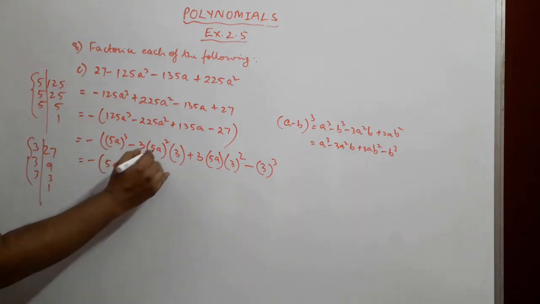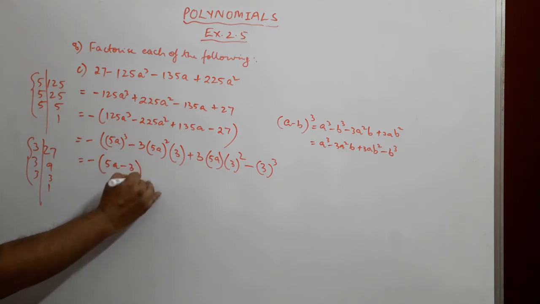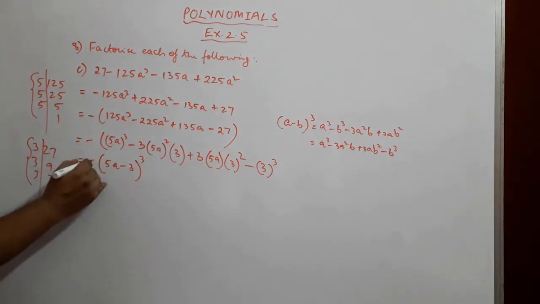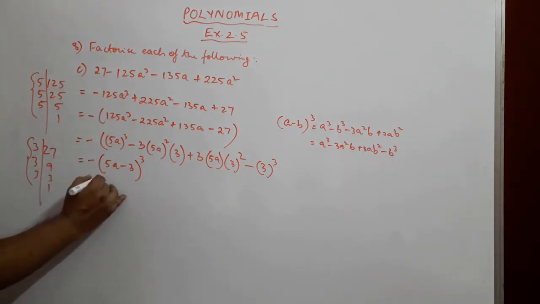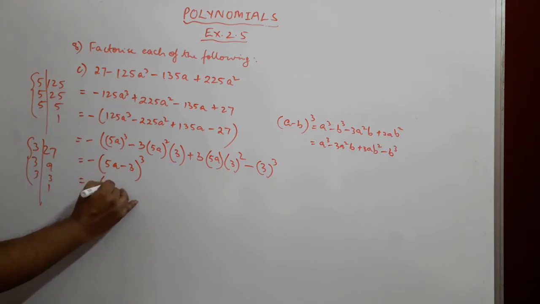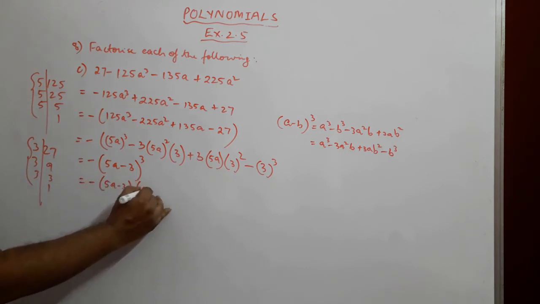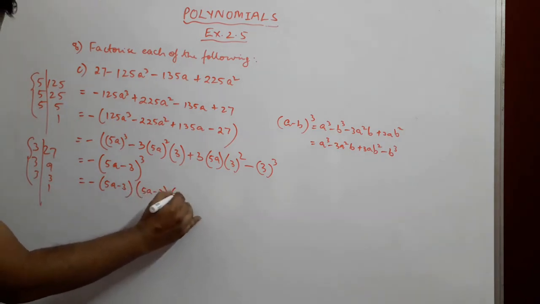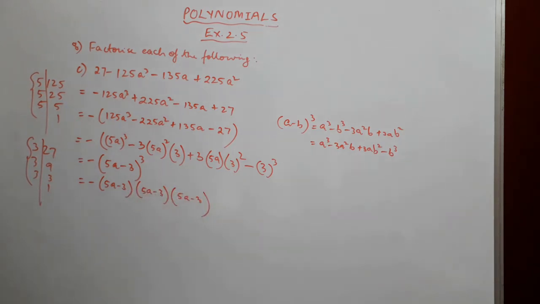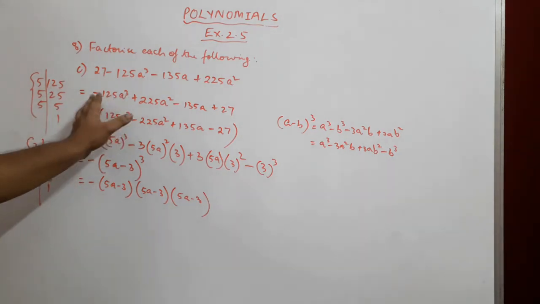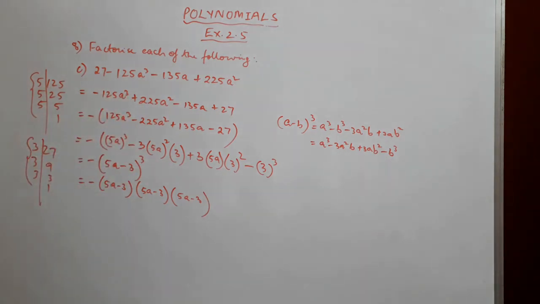5a minus 3 the whole cube, with the negative sign outside. It can be written as negative 5a minus 3 into 5a minus 3 into 5a minus 3. Okay, slightly different, where we had to rearrange the sign by taking the negative sign outside. It's just to put you off, to confuse you, but don't get worried.